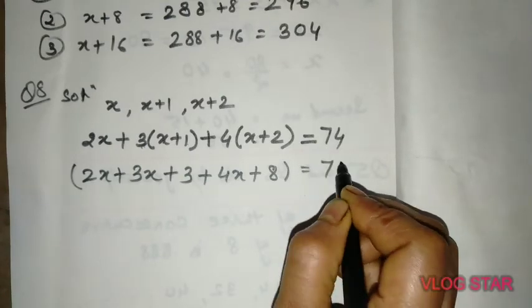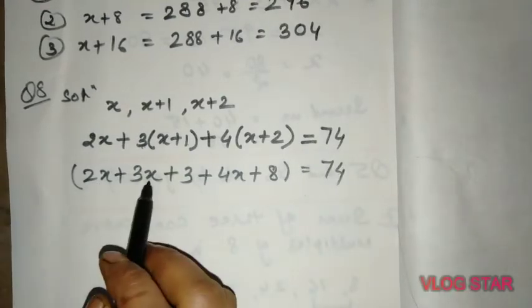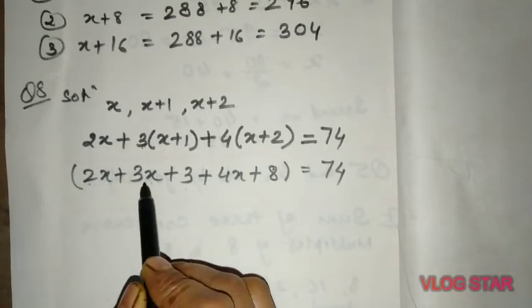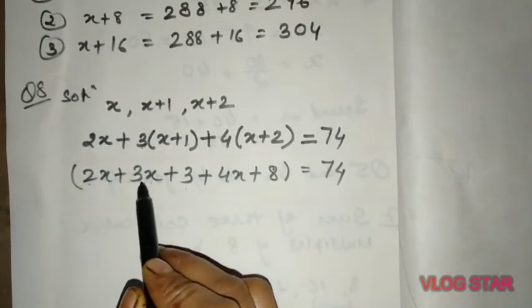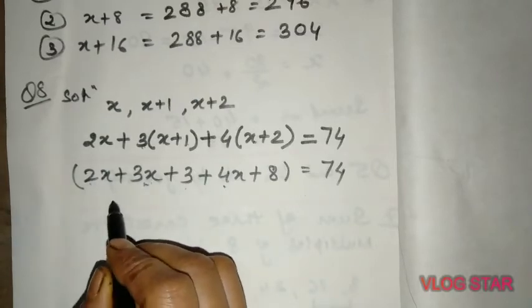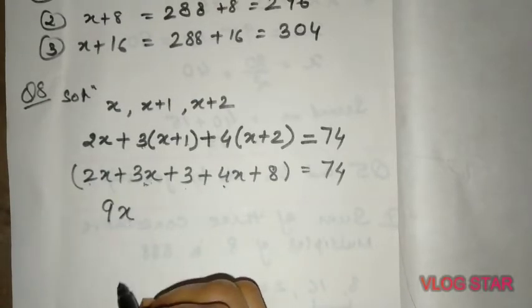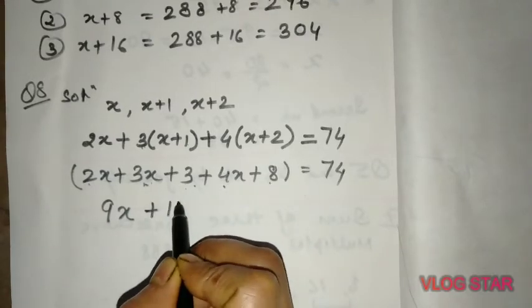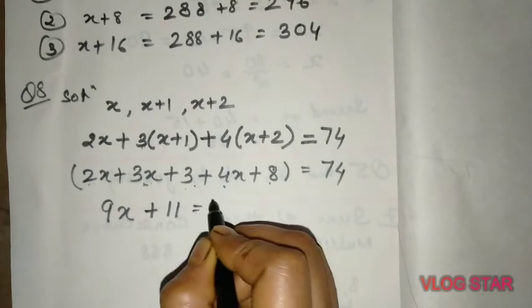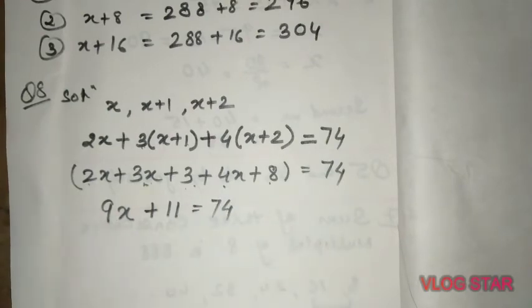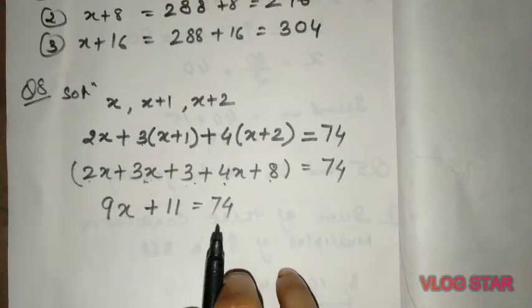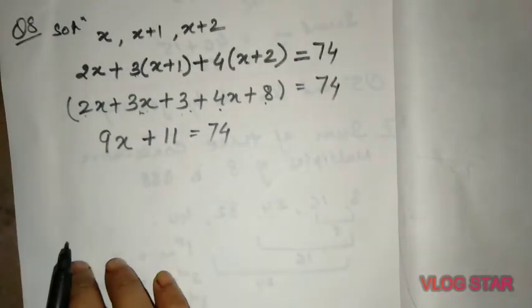is equal to 74. Now add the variables together and the constants together. 2x plus 3x is 5x, and 5x plus 4x is 9x. 3 plus 8 is 11, equals 74. Now you find the value of x and the remaining two integers. After this, you try to solve it by yourself.